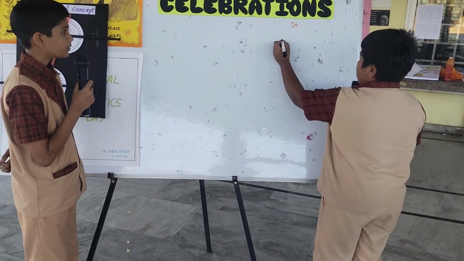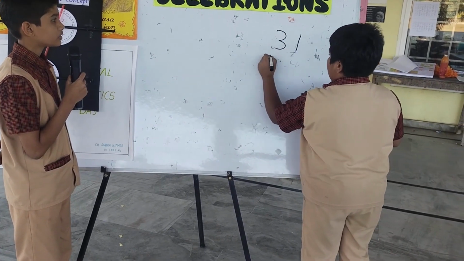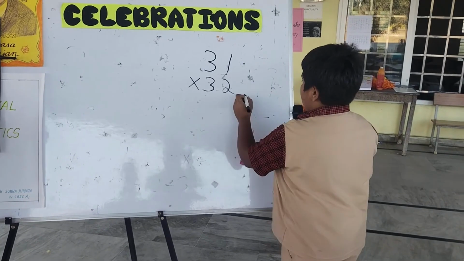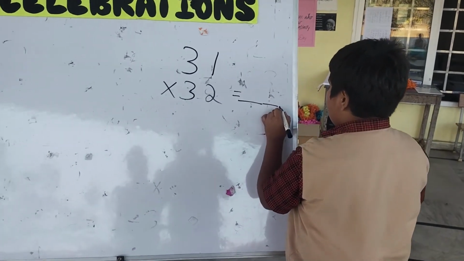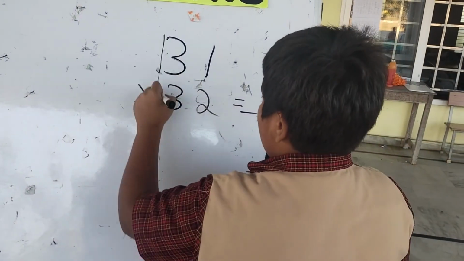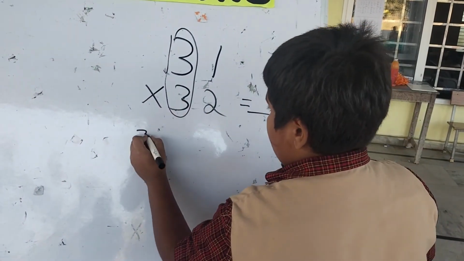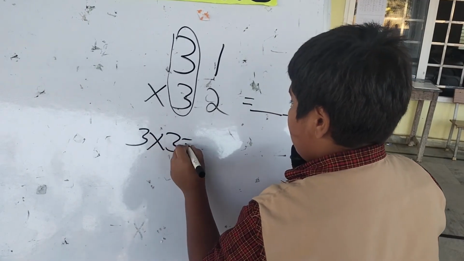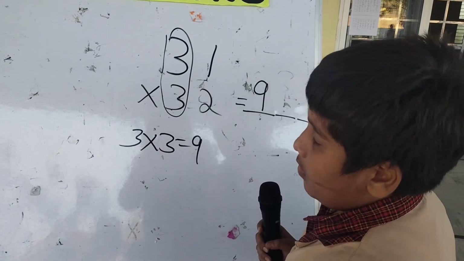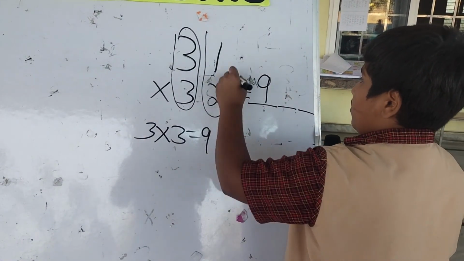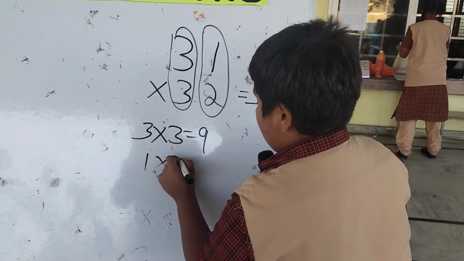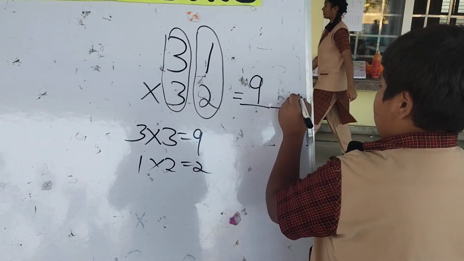31 into 32. Make 3 blanks. Now, first multiply the tens places. 3 into 3 is equal to 9. Write it in the first blank. Now, multiply the units places. 1 into 2 is equal to 2. Write it in the last blank.